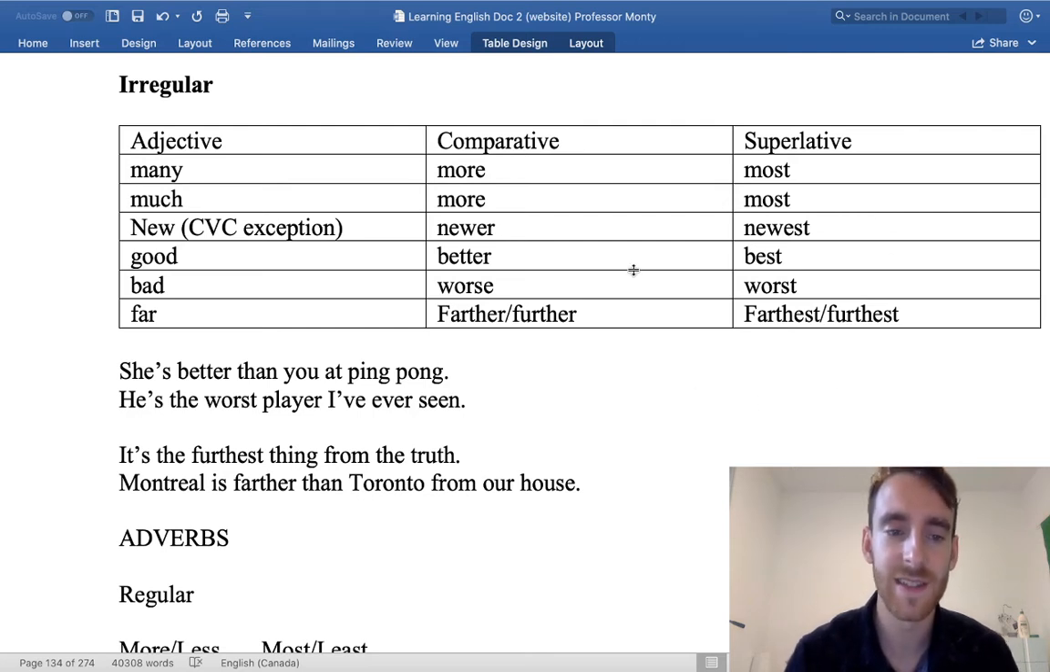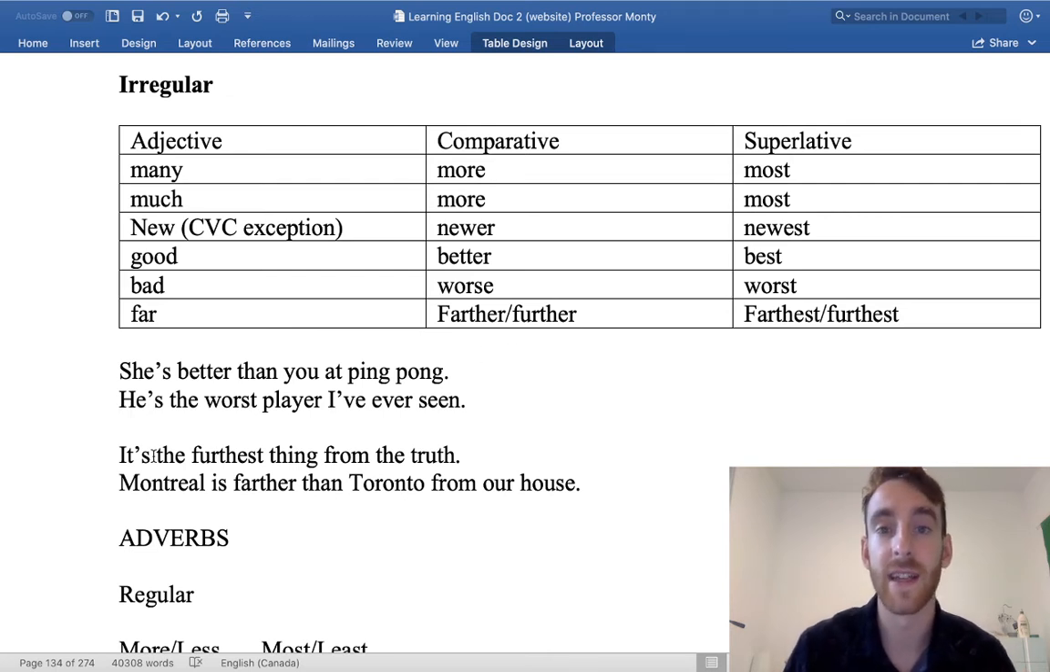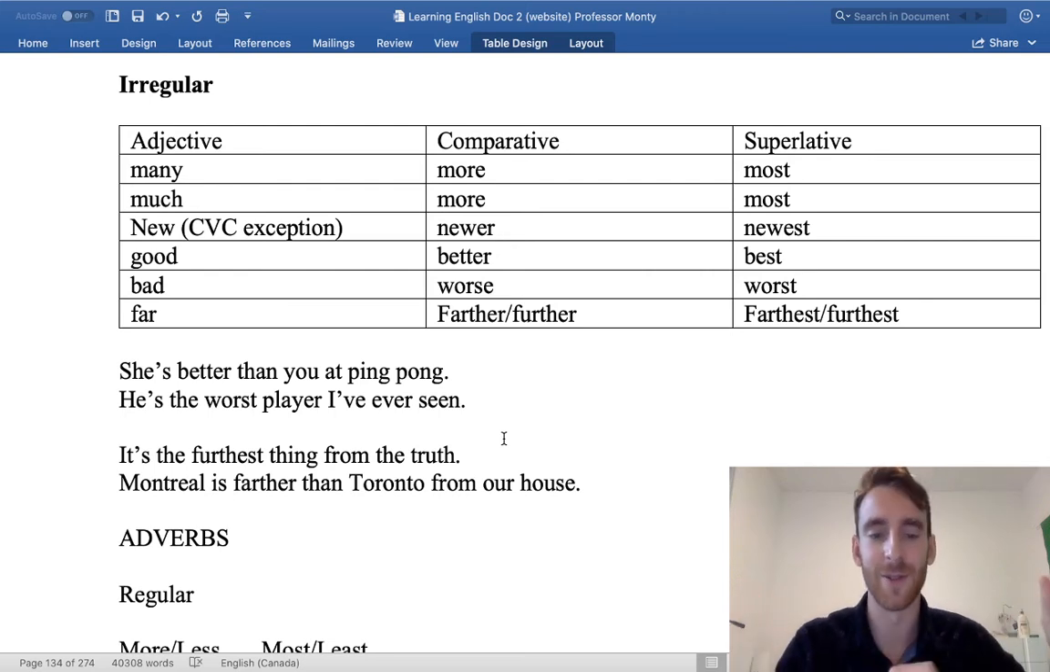So here are some other ones. Far. This is an interesting one. It can be farther or further. Don't worry too much about the difference, guys. The tendency is to use farther for distance, and further can be for other things, like it's the furthest thing from the truth, so it's not the truth at all. So that's not talking about a distance. Here we'd prefer further, but really don't worry about the difference there.